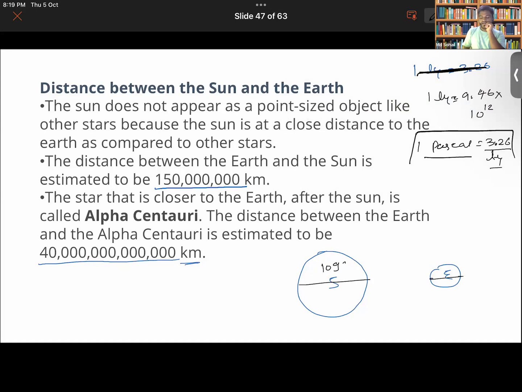It's 109 times. I'm not talking about the exact data, I'm talking about comparison. The diameter of the sun is 109 times more than the diameter of the earth.